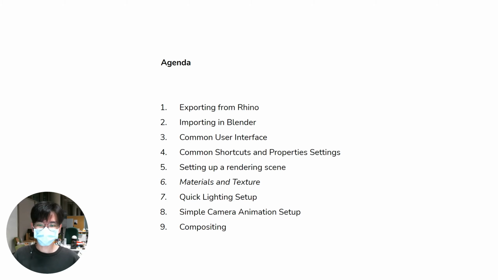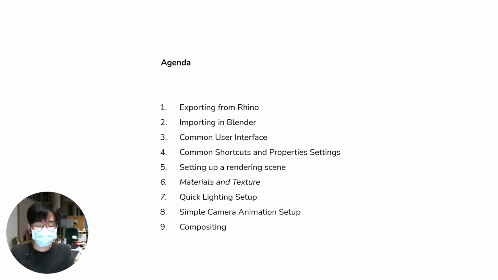So the next thing is, for the absolute beginners, I'm just gonna open up Blender and go through some common user interface, some of the shortcuts, or the property settings that I set up before starting a render scene, which is gonna be the next segment. And then after that, we're gonna do a bit of material and texture. There are actually a lot of material and texture tutorials on YouTube, so I'm just gonna very briefly go through how I set up a very quick texture and material, and that's it.